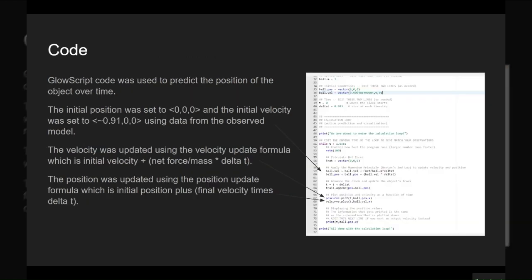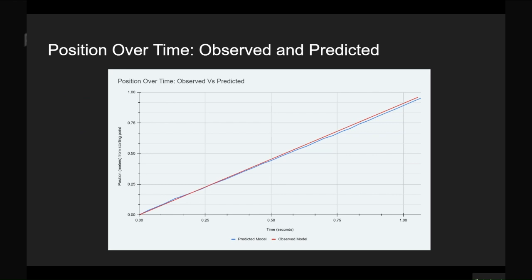This is the code. Here, these arrows indicate the initial position and the initial velocity that we had used. You can also see the velocity update formula and the position update formula, which we had previously discussed, so that needs no explanation. Here we have the chart that we used to indicate the change in position over time. As you can see, while there is a slight discrepancy, slight changes, they are roughly the same, and they're insignificantly different.